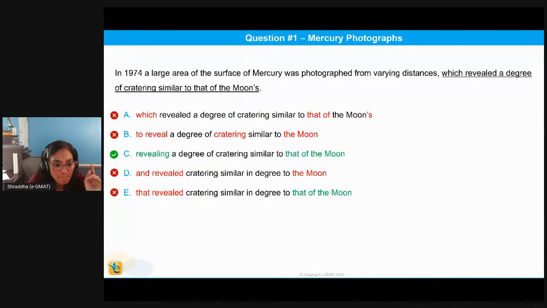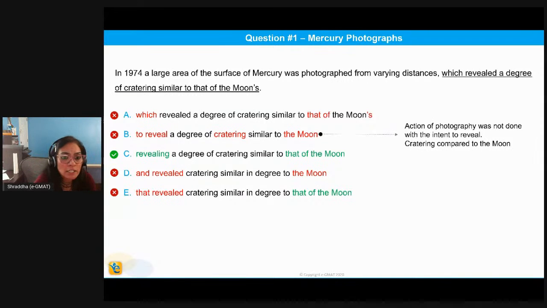Choice B is also incorrect. Why? Because of the usage of "to reveal." What is the sentence saying? The surface of Mercury was photographed to reveal, as if the intent is there, that there was a particular purpose behind photographing the surface of Mercury. But that is not what the original sentence says. So definitely we have a meaning distortion in choice B.